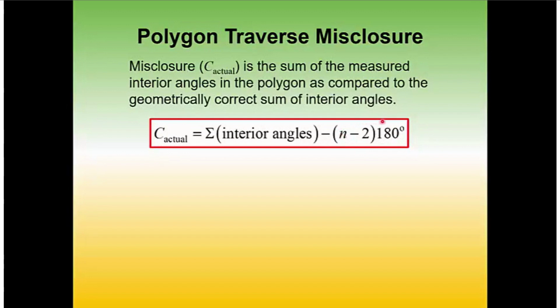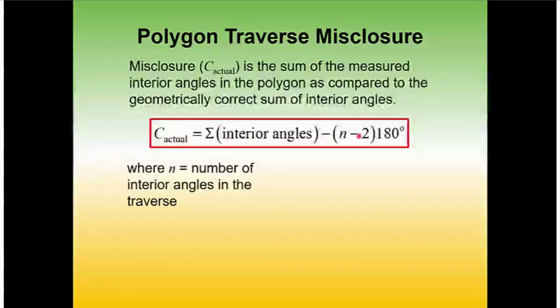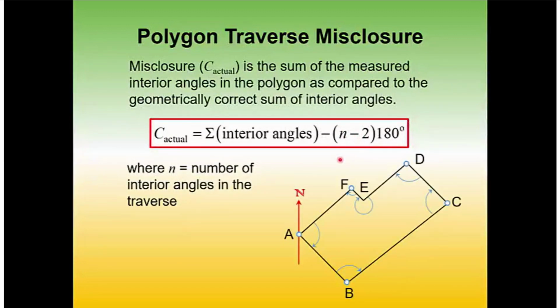The geometrically correct sum of angles is always n minus 2 times 180, where n is the number of interior angles in the traverse. As you can see in this sketch, we have a six-sided traverse with 6 interior angles at A, B, C, D, E, and F. If we summed up those 6 angles, they should equal 6 minus 2 times 180, or 4 times 180, about 720 degrees. Of course, in the field, these angles will never add up to exactly 720 degrees, but they will add up to something very, very close to that.